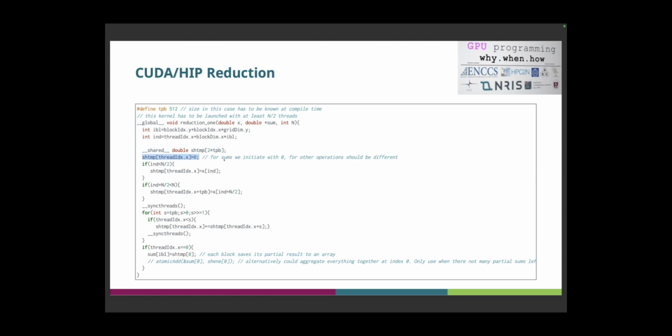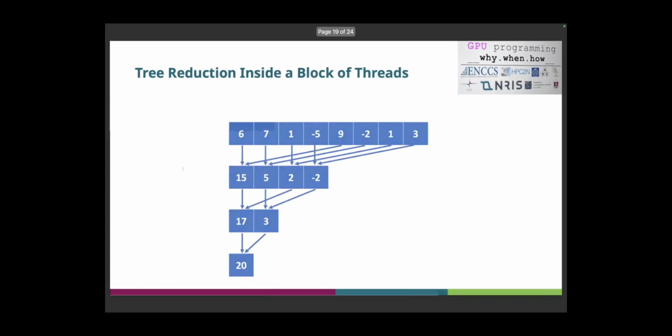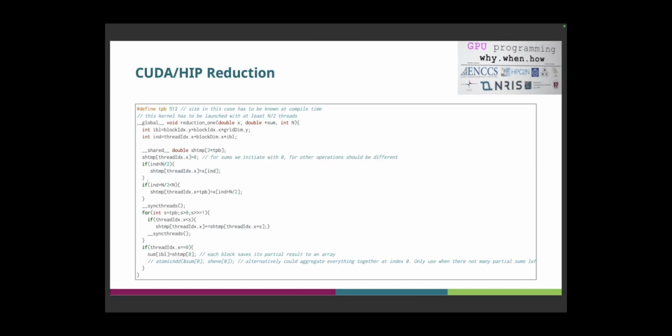If we do another operation, we have to do a different initialization. Then we ask each thread to load 2 elements. First, it will load an element which has an index smaller than n divided by 2. And then the second one, it will load another element which is bigger than n divided by 2. Then we wait for the data to reach the shared memory, and then we start this binary tree reduction that we saw before.